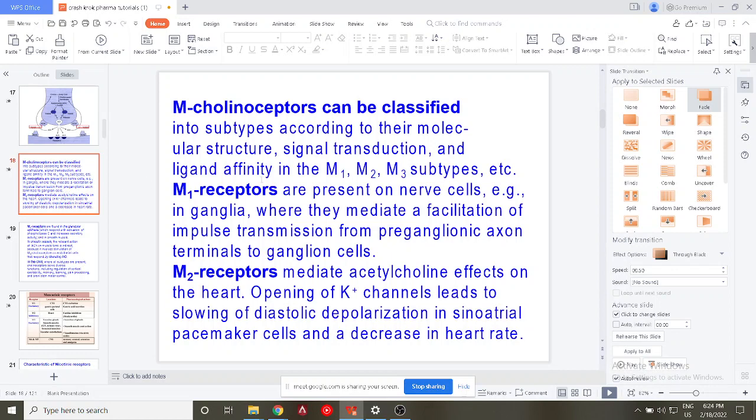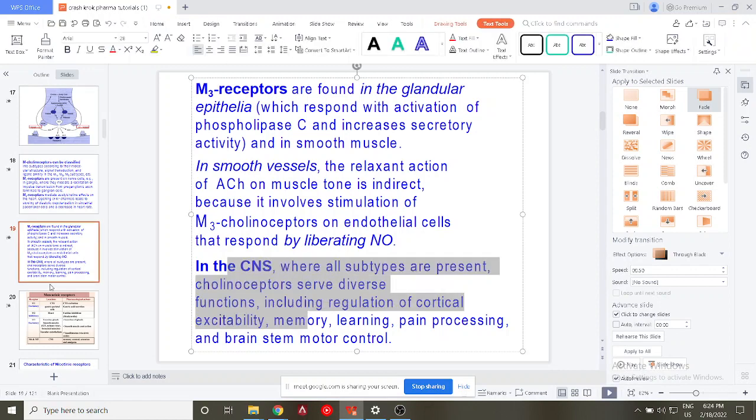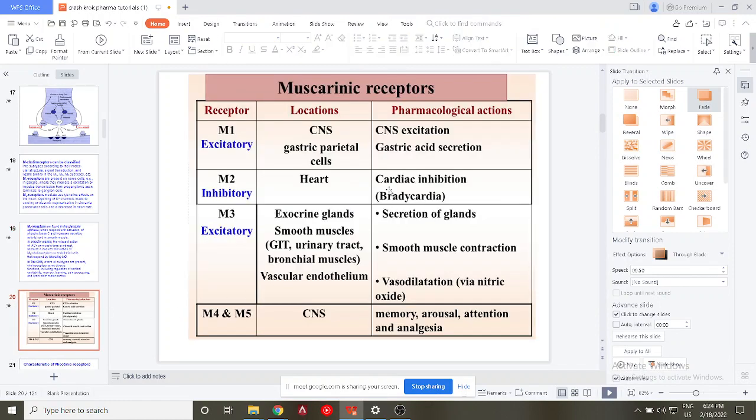M1 receptors are found in the CNS, so the nerve cells, the ganglia, the head, while M2 is found in the heart, while M3 is found in the GI tract, the glands, or the blood vessels. Please take note. Here we can also see the location. M3 receptors are found on the glands and in the smooth muscles, and M1 is found in the CNS. Now we're going to look at the location again.